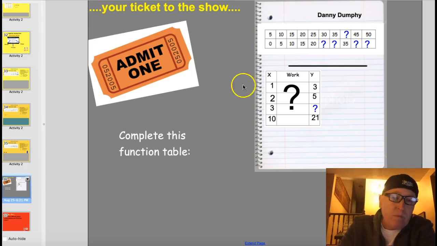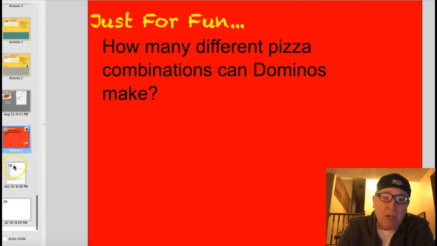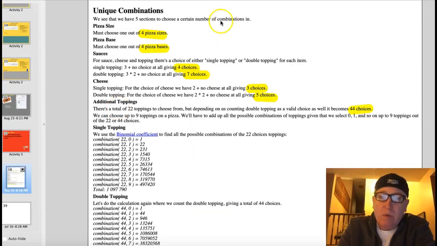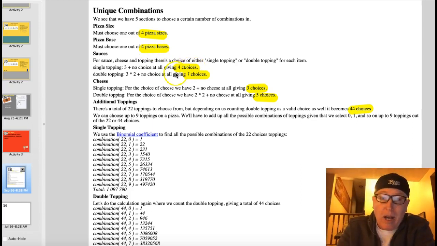Very good. Let's see. Answer your trivia question. How many different pizza combinations can Domino's make? Well, you have to start thinking about the toppings and the sizes. They have 4 different sizes. They have 4 different pizza bases. And this information is probably actually a few years old, so it's probably even more.